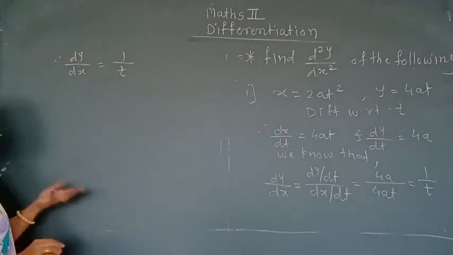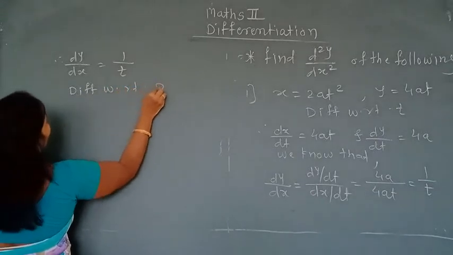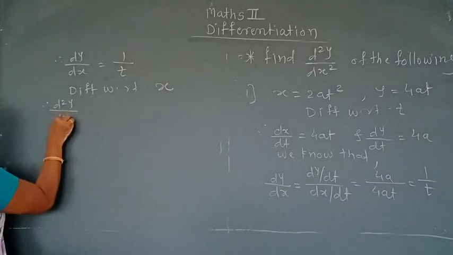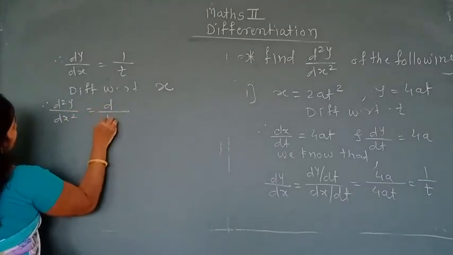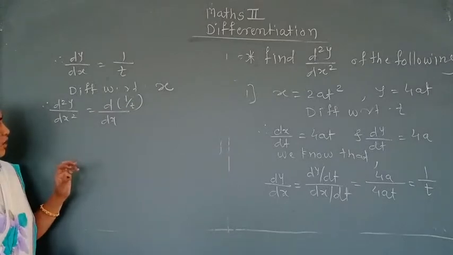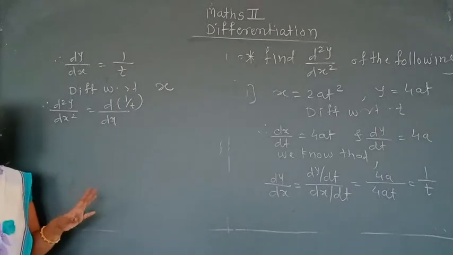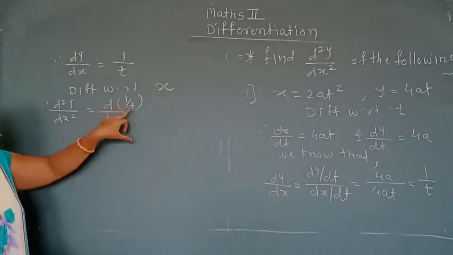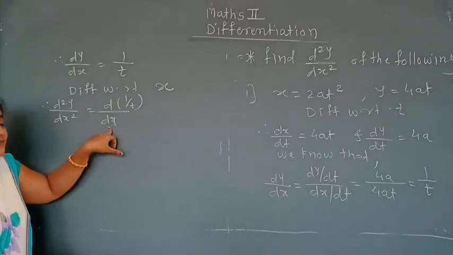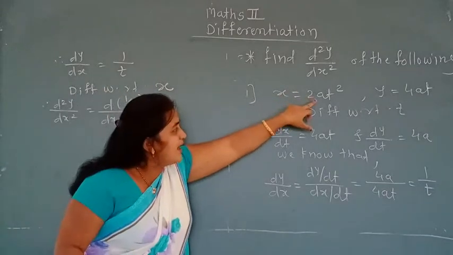I want a second order derivative. So again I differentiate with respect to x. So therefore the double derivative of y with respect to x square is equal to the derivative of 1 upon t with respect to t. Some students directly write down the answer as 0, but that is wrong, because here the variable is t and I want the derivative of 1 upon t with respect to x, but x is a function dependent on t.